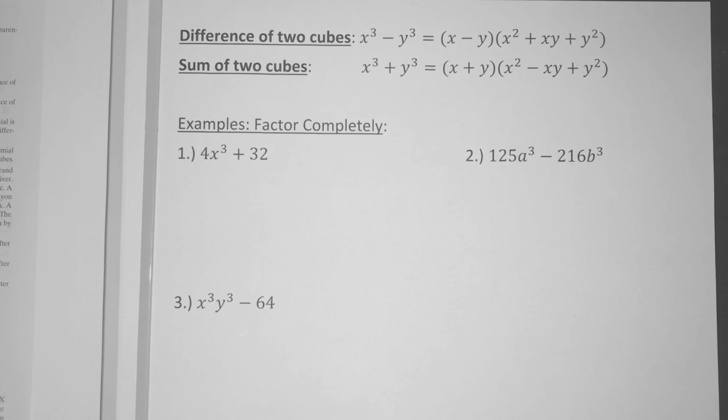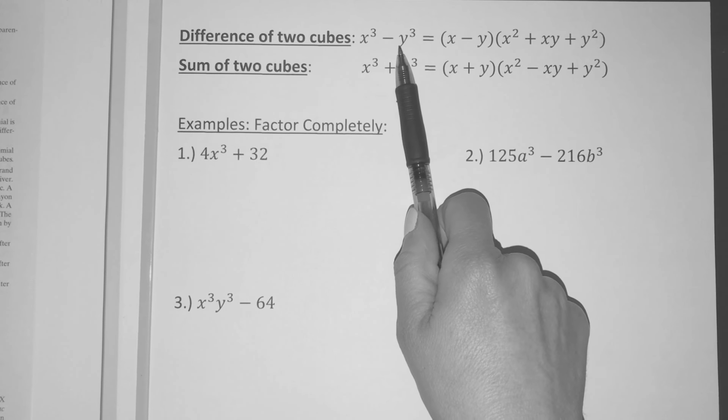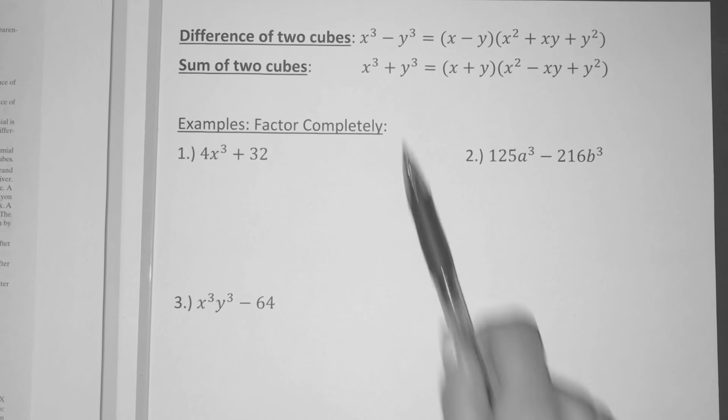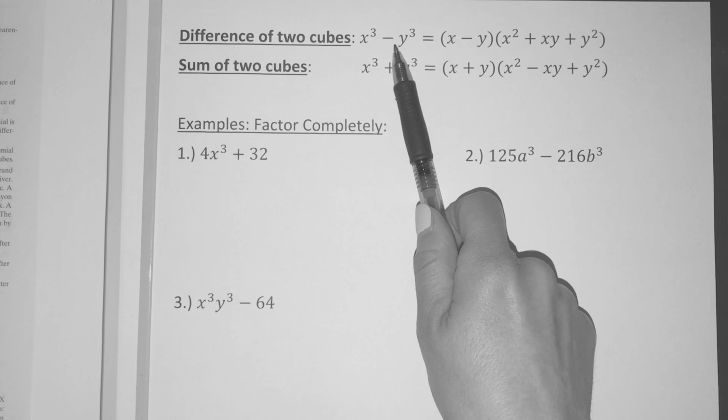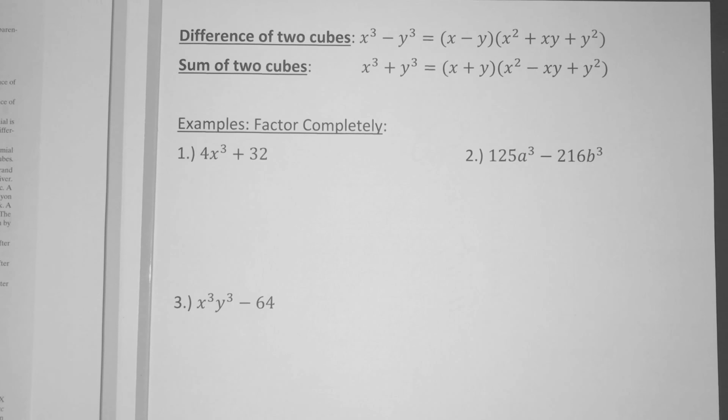So we have our formula for difference of 2 cubes. Cubes just means that you have an exponent of 3. And so you can have a difference or a sum. The formulas are very similar. So we want to look at how to remember this in an easy way.